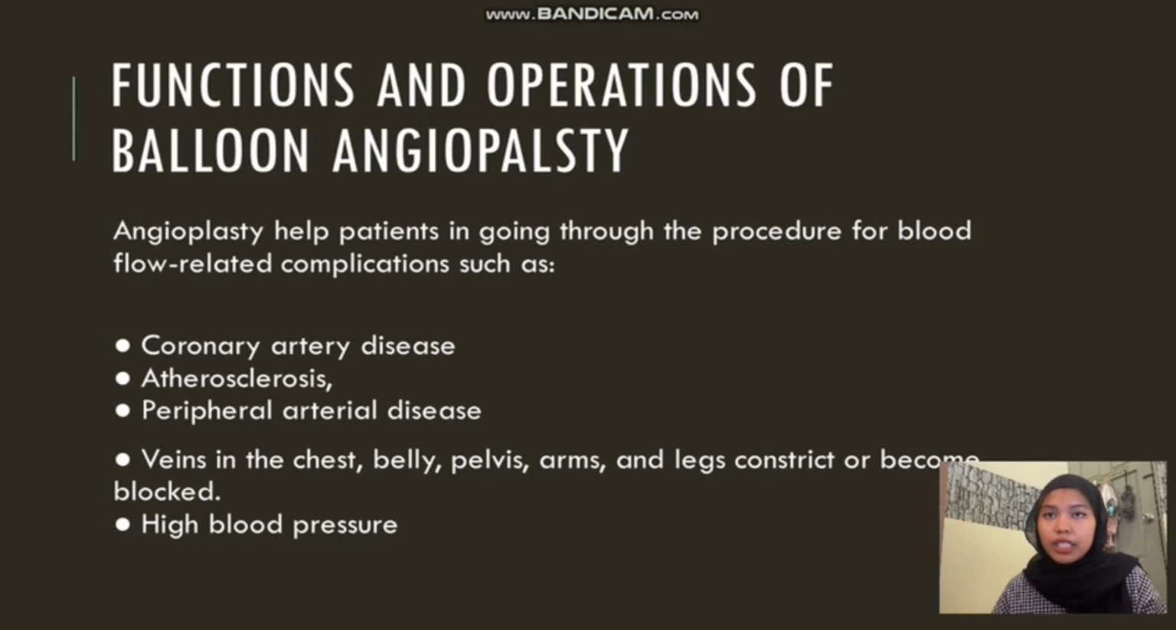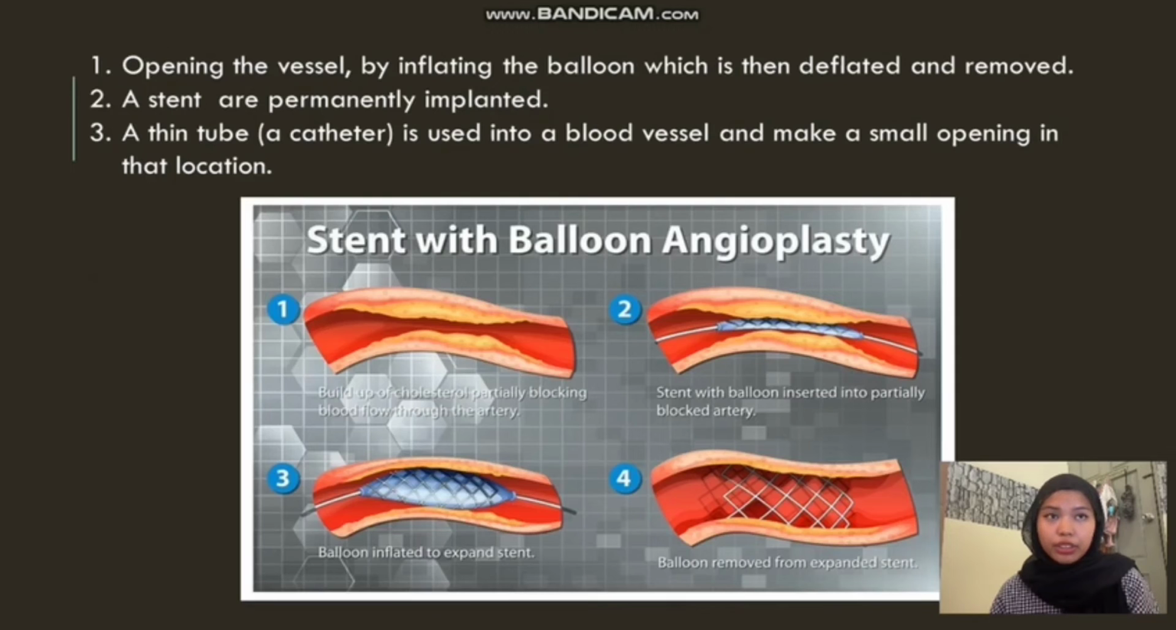Fourth is veins in the chest, belly, pelvis, arms, and legs that constrict or become blocked. And fifth, high blood pressure. Angioplasty function includes opening the vessel by inflating the balloon, which is then deflated and removed. Next, to help keep the newly opened conduit open, a metal meshed tube known as a stent will be permanently implanted. Next, a thin tube called a catheter is inserted into a blood vessel through a small opening in that location.